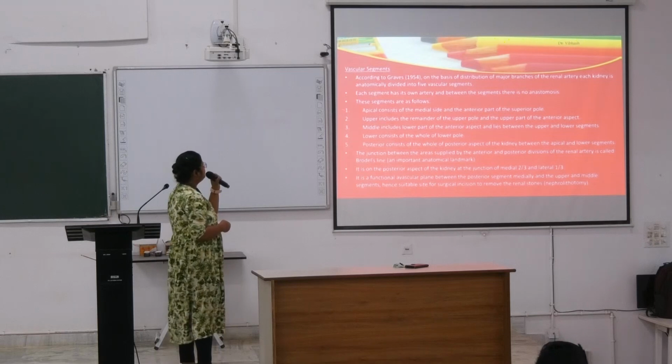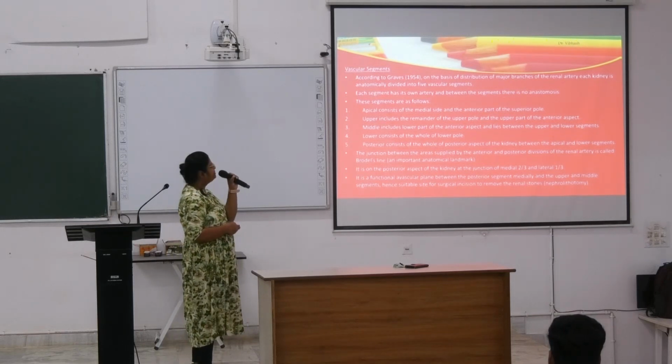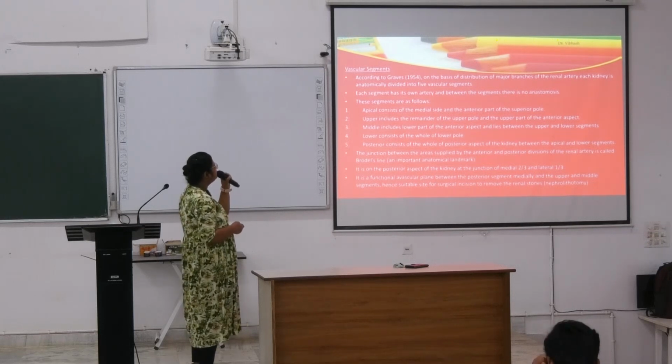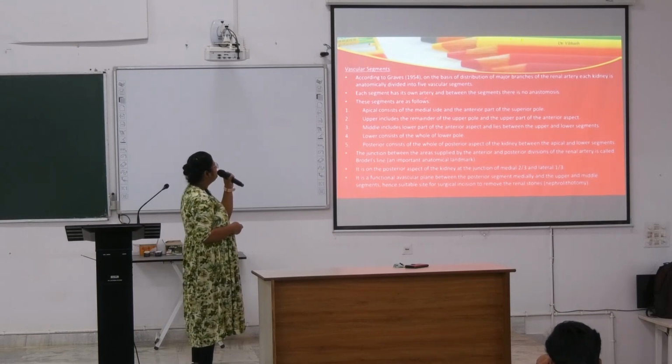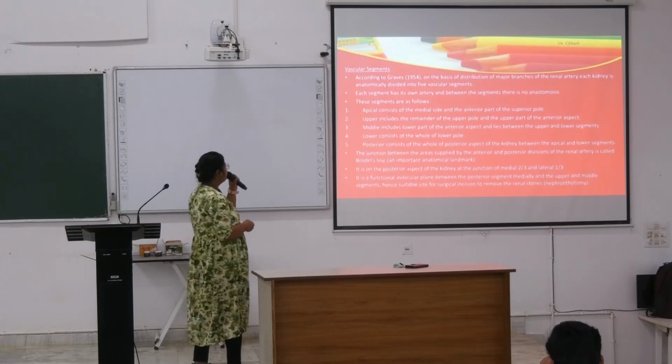Now these are the vascular segments. According to Graves, on the basis of distribution of major branches of renal artery, each kidney is anatomically divided into 5 vascular segments, and each segment has its own artery, and between the segments there is no anastomosis. The segments are as follows. These are the 5 segments.